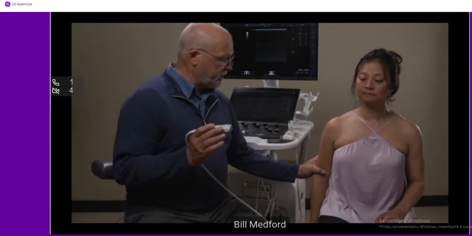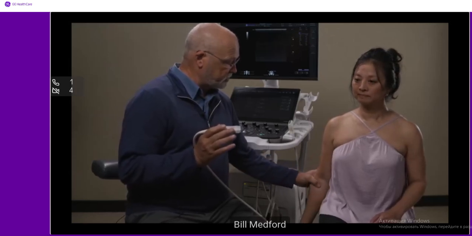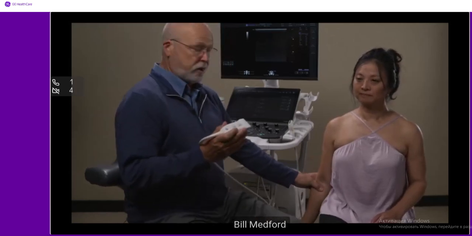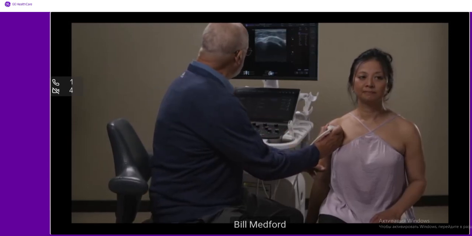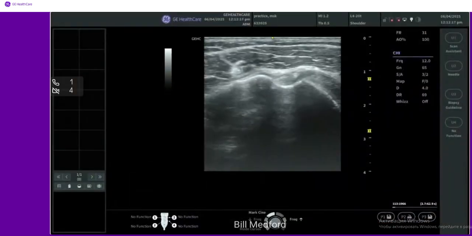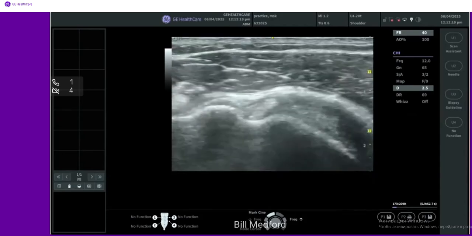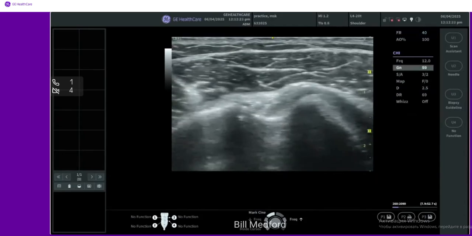This gives me the ability to rotate their, not them, but just rotate their arm as well to bring the bicep tendon down to where it sits right on top of the shoulder. I'm going to give myself a little less depth. I'm going to turn my gain down just a little bit.